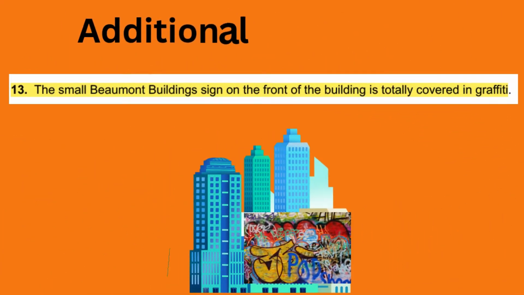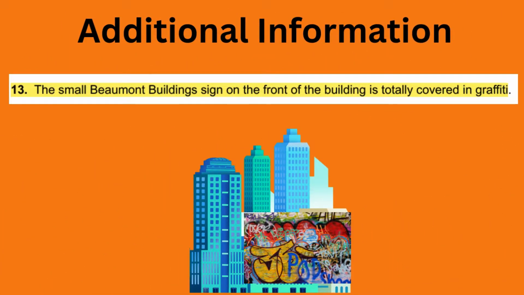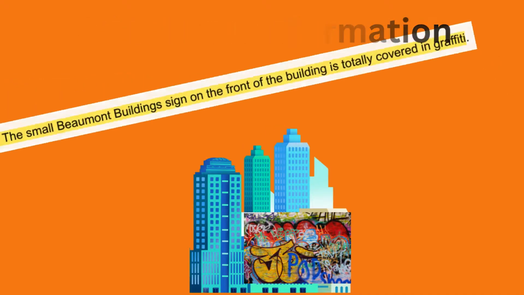Now, point 13 from the additional information talks about how the small sign on the front of the building is totally covered in graffiti. How can this point be developed further? You can say any voter, if they're trying to locate the offices, might give up. It means they go back because the small sign on the front of the building is totally covered in graffiti. How can they find this sign then? How can they locate the building then?